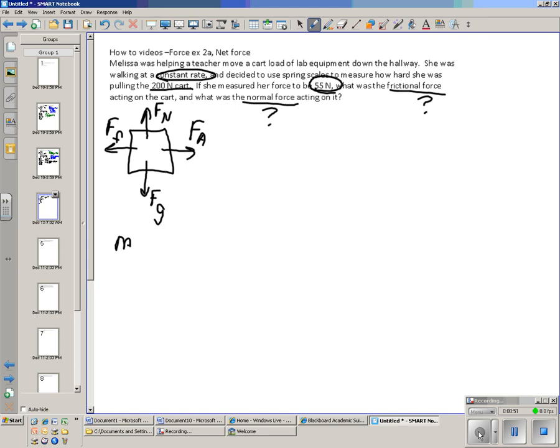Listing out the information. Do I know anything about the mass? Well, not at this time. I could solve for it if I wanted to, but we'll see. I've got force normal is unknown. I've got gravitational force. I've got applied force and frictional force. Okay, so I do know that the applied force is 55 newtons.